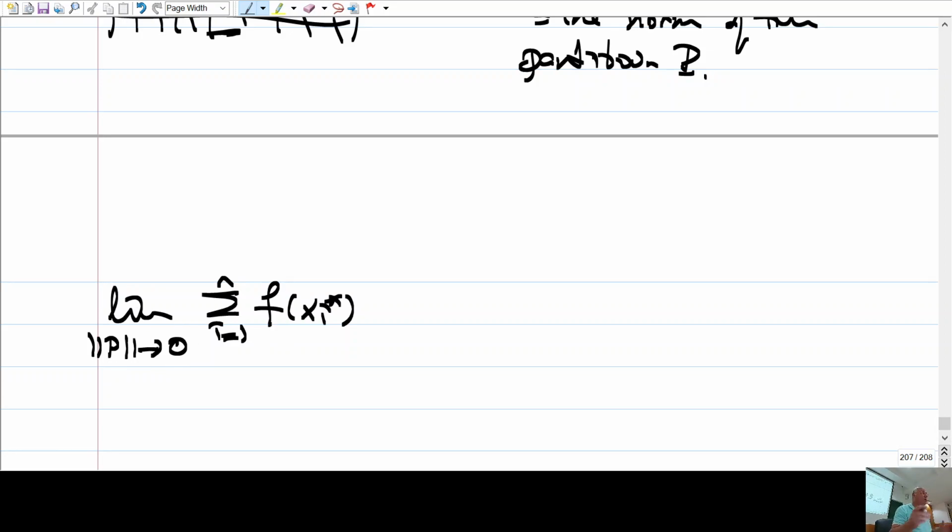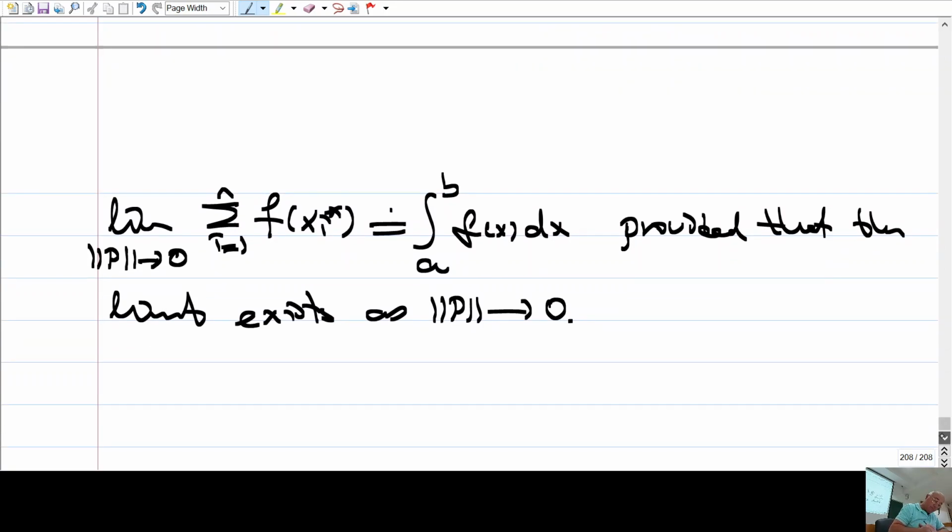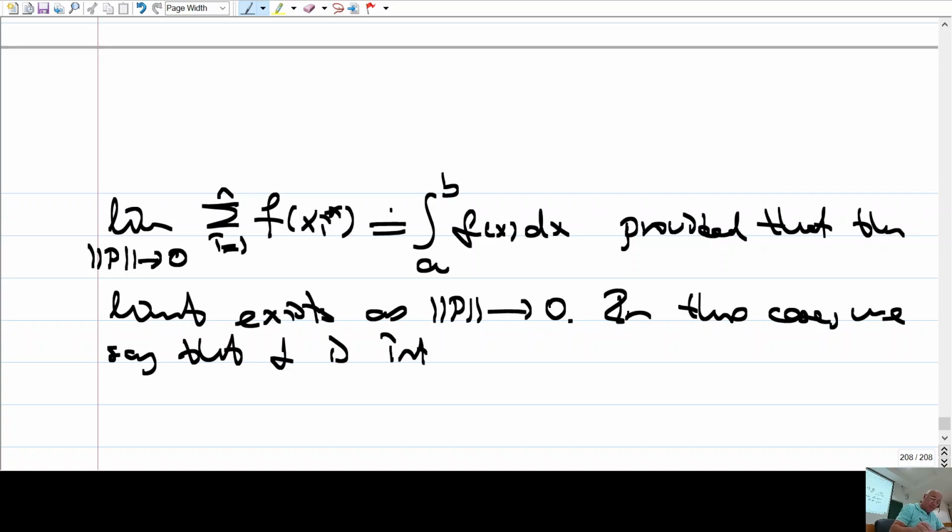and then if this limit exists, we call it the integral of f. So this is by definition the integral of f from a to b, provided that the limit exists as p goes to 0. And we have a theorem. In this case, we say that f is integrable over AB.